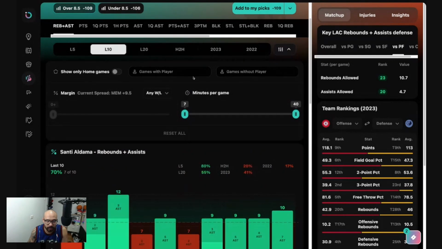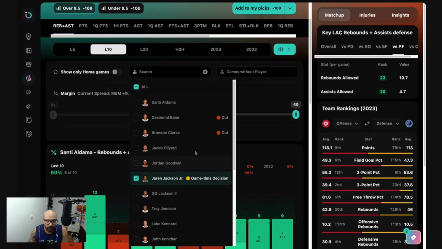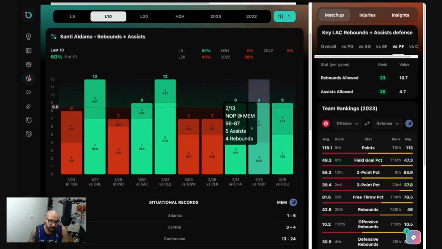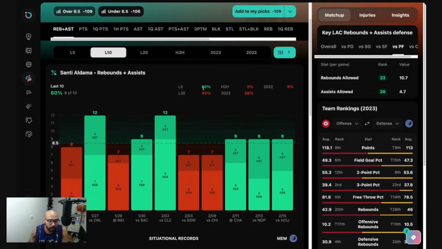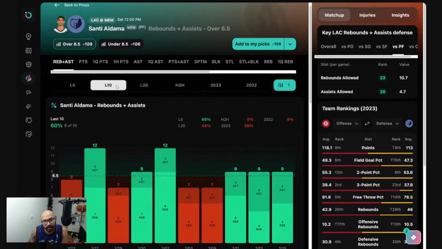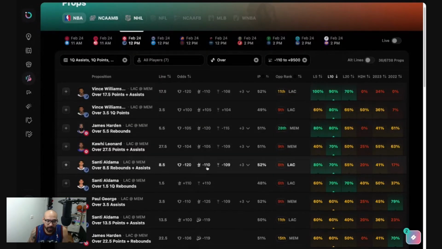It's a very small sample size. So if we look at the games with Jaren Jackson Jr., he's still covered in his last 3 games with him or without him. So that comes in. That's just the 5 games, really, last 5 for Santi Aldama. So that's a lean as well. Rebounds and assists. So I don't mind that. Let's see what else we got here.